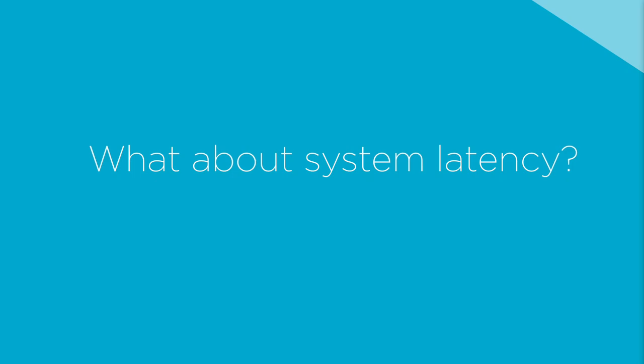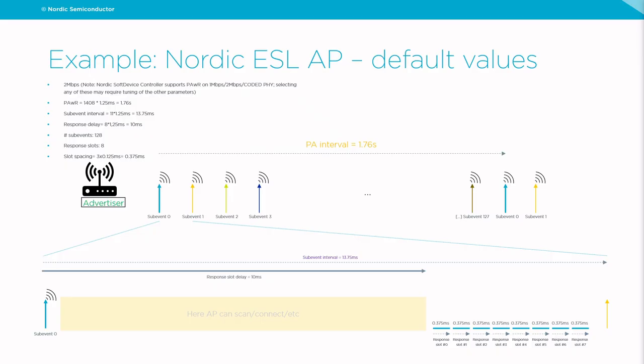Now that we have understood how Bluetooth ESL works, it's good to spend a few slides on system-level design choices related to the latency of the system. To understand how the timings are interconnected between different parameters, we will start from an example. These are the default timing parameters that have been chosen in the Nordic ESL access point. Of course, each customer can change them, but it's important to keep in mind what it means to change these parameters and what the implications are.